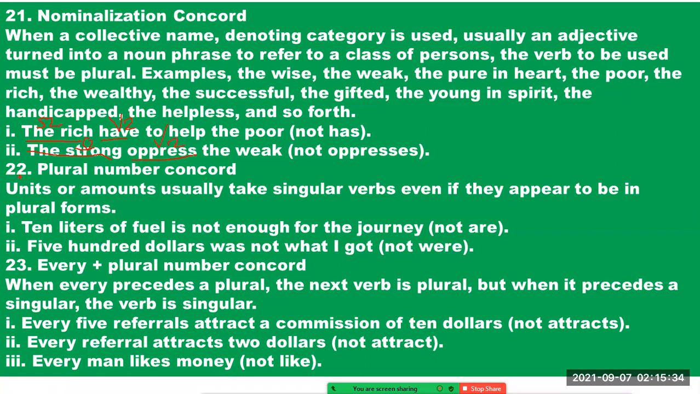Now, rule number 22, plural number concord. We now look at plural number. Units or amounts usually take singular verbs, even if they appear to be in plural forms. For example, 10 liters of fuel is not enough for the journey. Because of 10 liters, you might be tempted to think that the verb must be plural, but not when you are dealing with numbers. 10 liters of fuel is.